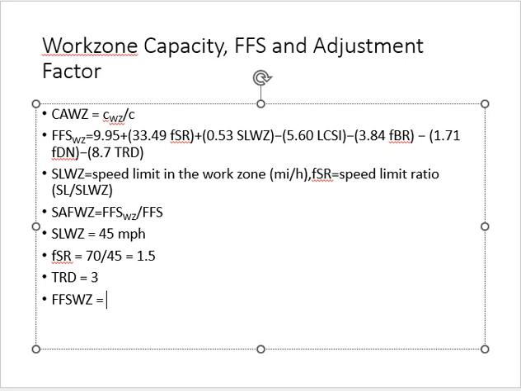Yes, any question? No? How much is it? FBR will be 0. FDN for daytime it was also 0. TRD is 3. Everything is there. 55.4. Hmm? 55.4.